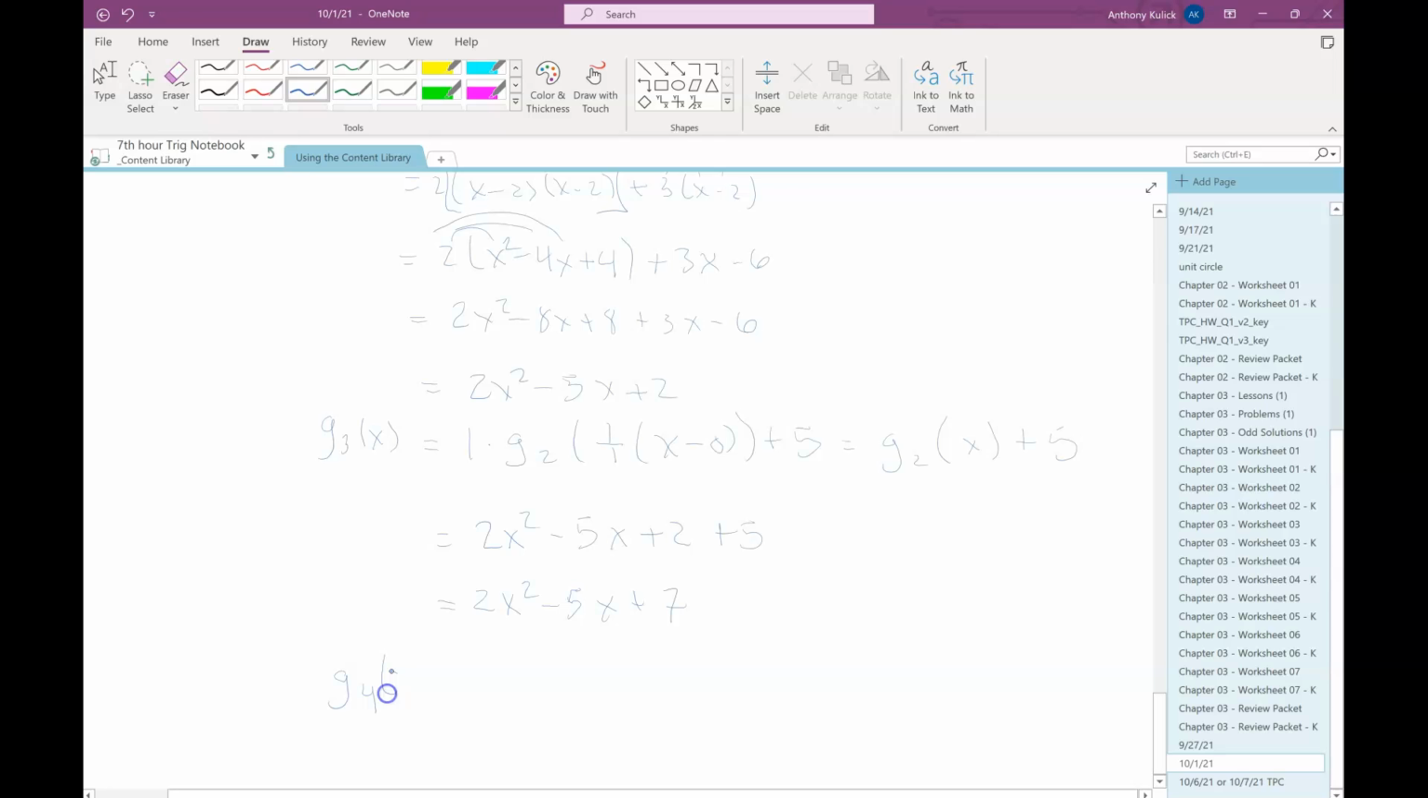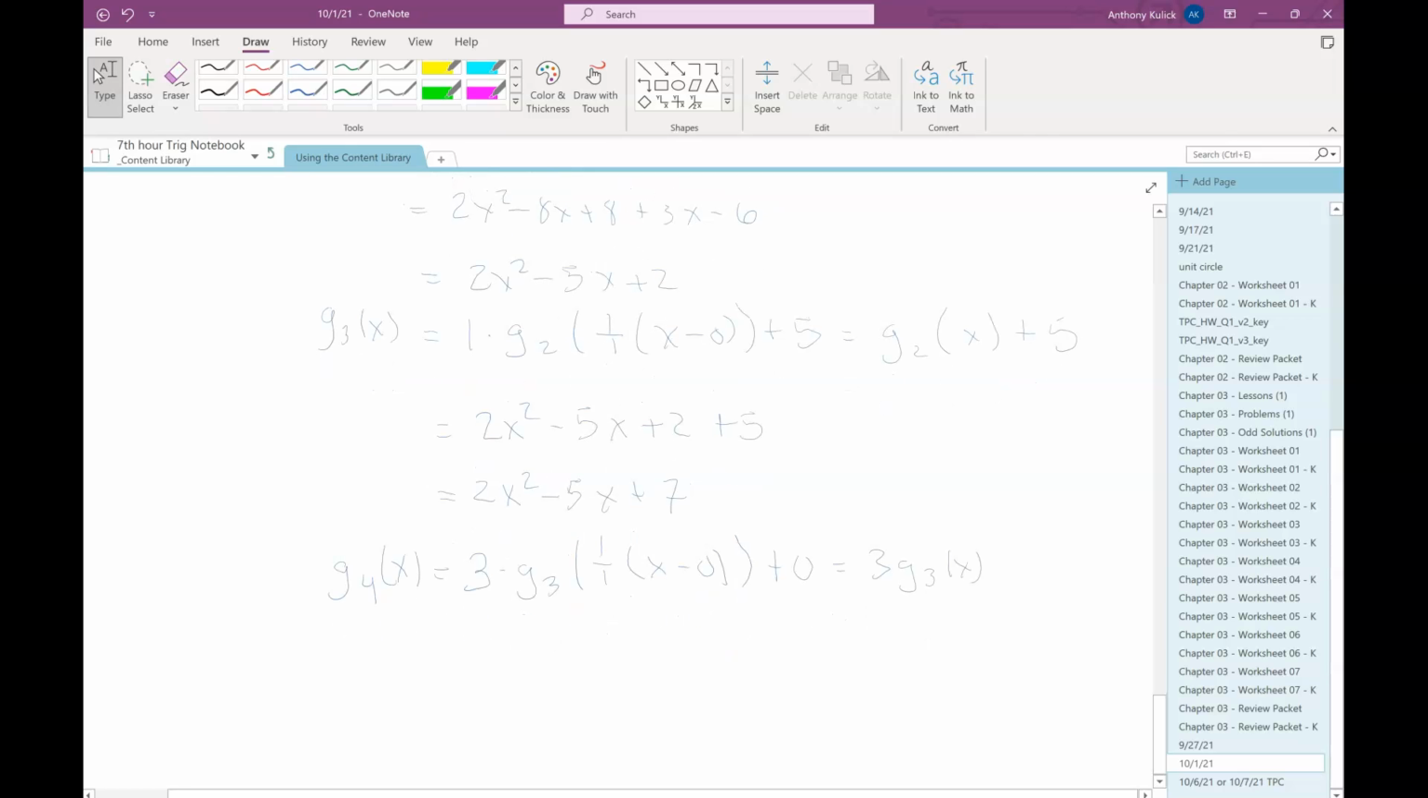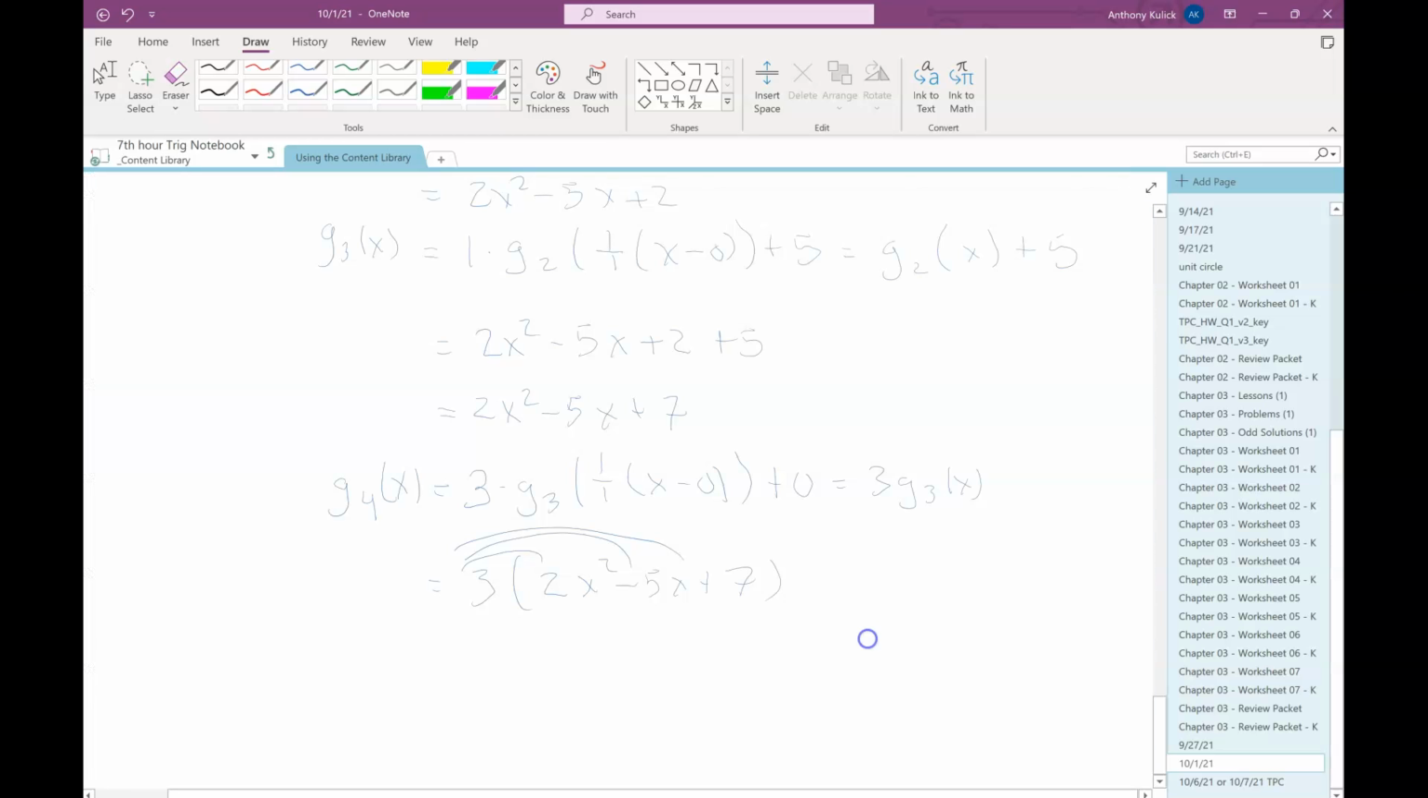And then my last one, my G4, the a is 3, and then everything else was like a null value. So that just turns into 3 times G3 of x. Oh, and that's really easy, right? So G3 of x is just 2x squared minus 5x plus 7. So I just have 3 times that. All I got to do is distribute through. That's all I have. That's it.